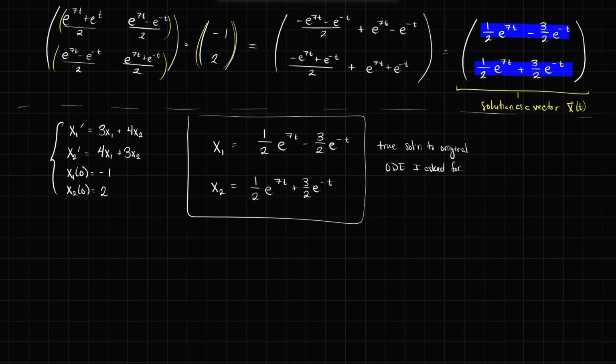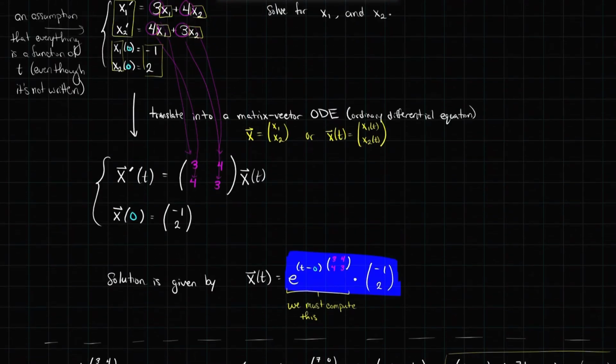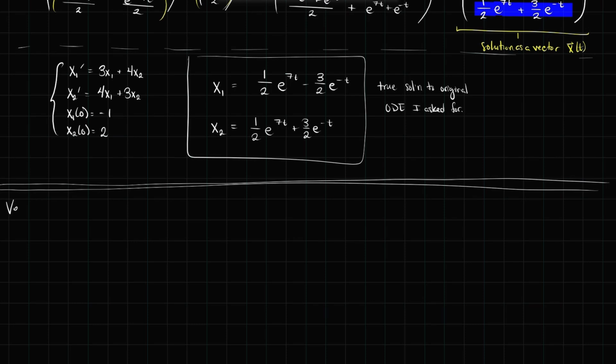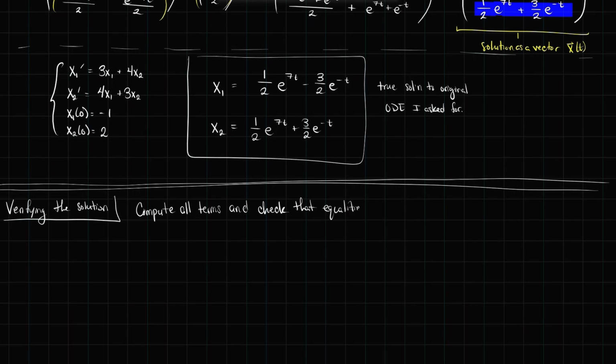So let's go ahead. We've already done this one example of this one. Let's go ahead and verify it's a solution. So what does it mean to verify a solution to an ODE? Verifying the solution is simply to compute all terms and check that equalities are actually valid. So there's really a total of 1, 2, 3, 4 equalities in the ODE, so I have to go ahead and ensure that all 4 of those are valid.